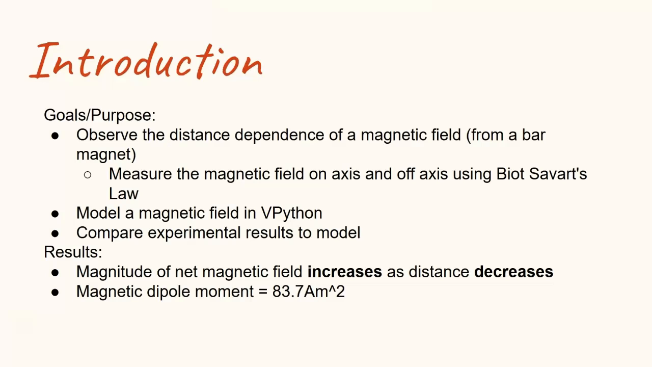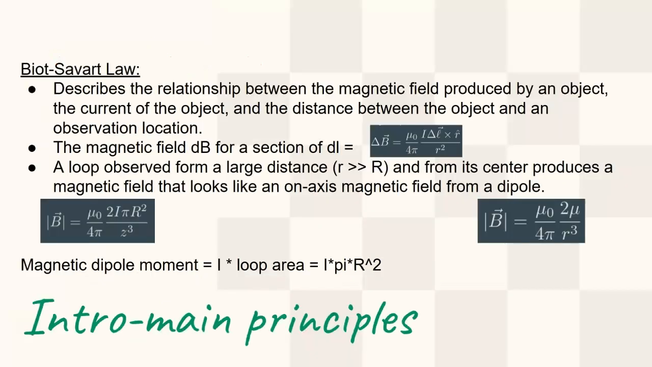A quick preview of the results was that the net magnetic field increases as distance decreases, and our magnetic dipole moment was found to be 83.7 amps times meter squared. And a quick note about the off-axis data: my lab group was not able to complete the off-axis data during our time, so we have an external resource who will be mentioned later.